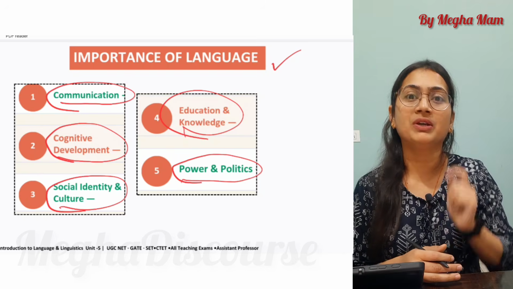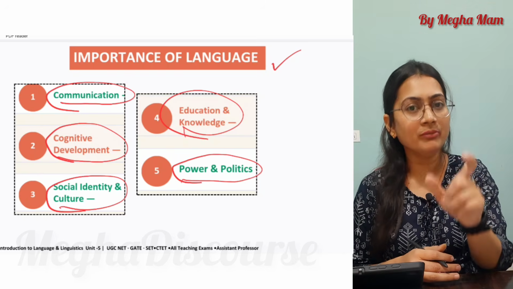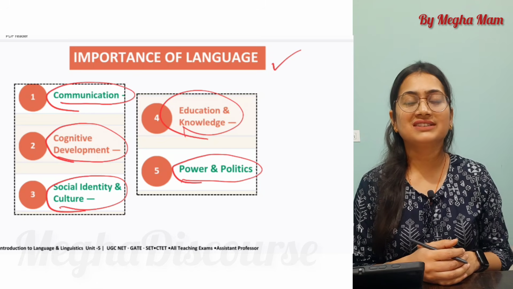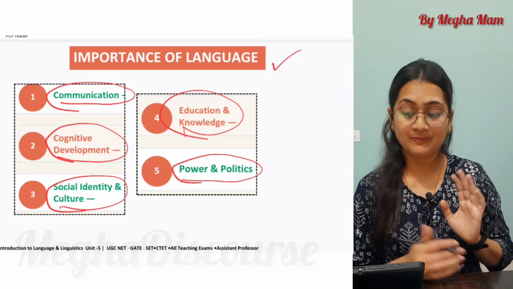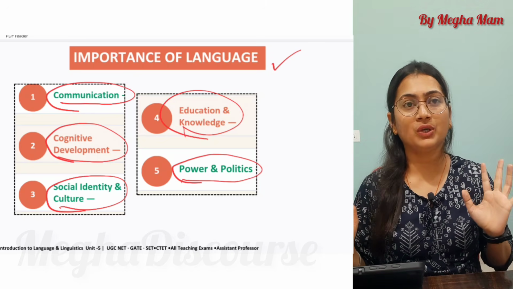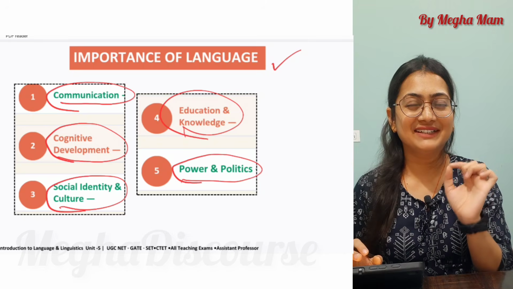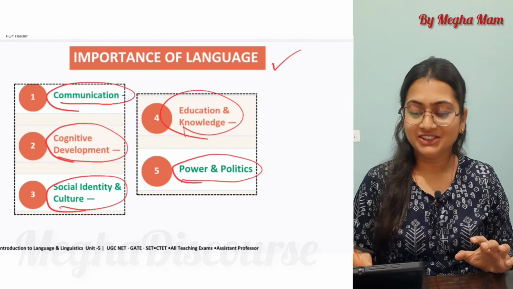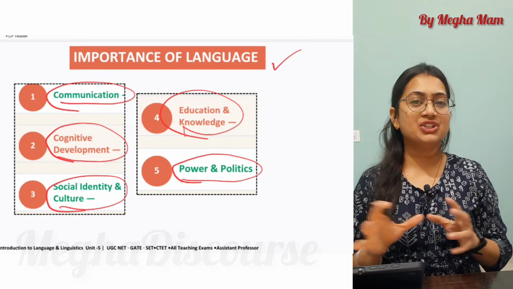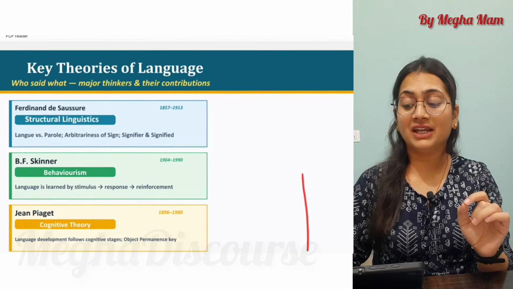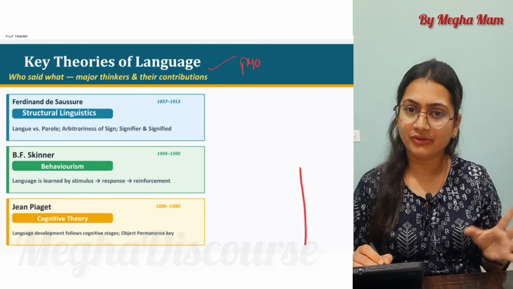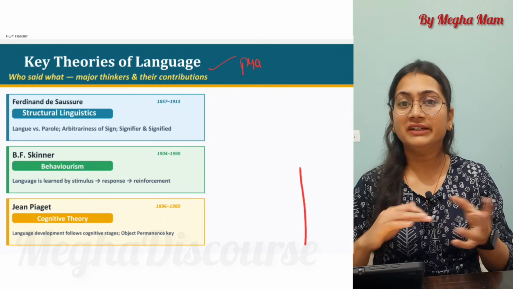Why has it happened? Because of language, because of communication. So this is the importance of language. Sometimes we can even understand different languages through gestures. So it is rightly said, think before you speak. Now, what are the major key theorists of language? This is again your PYQs. This is not included in your last year trend analysis, but they have asked differently.